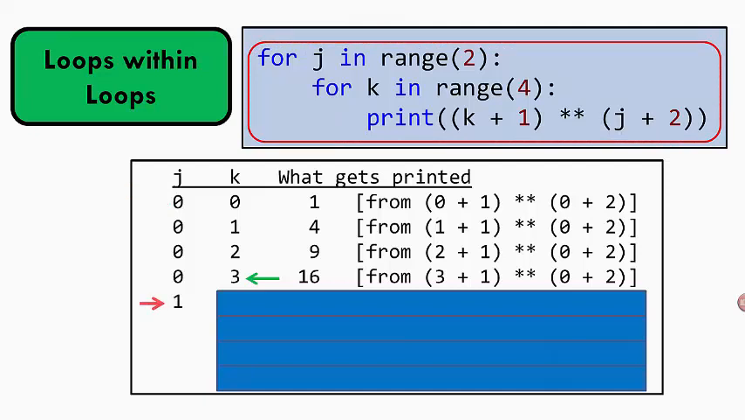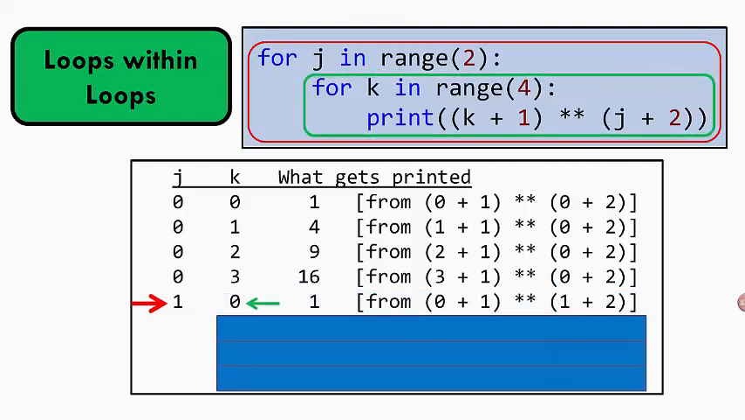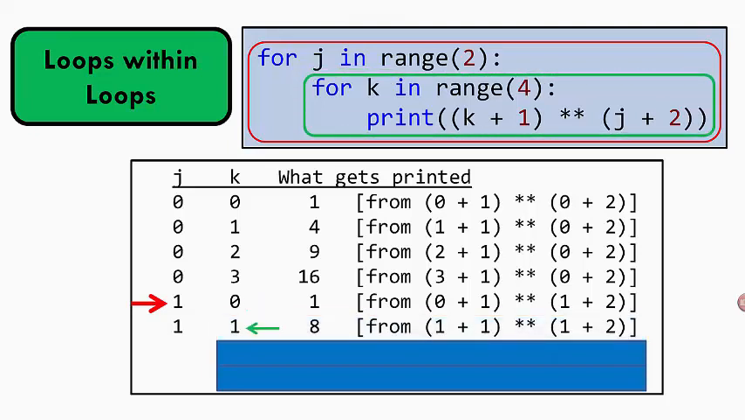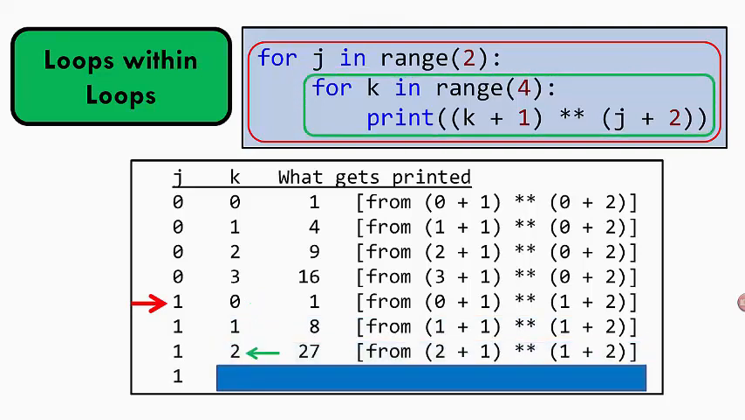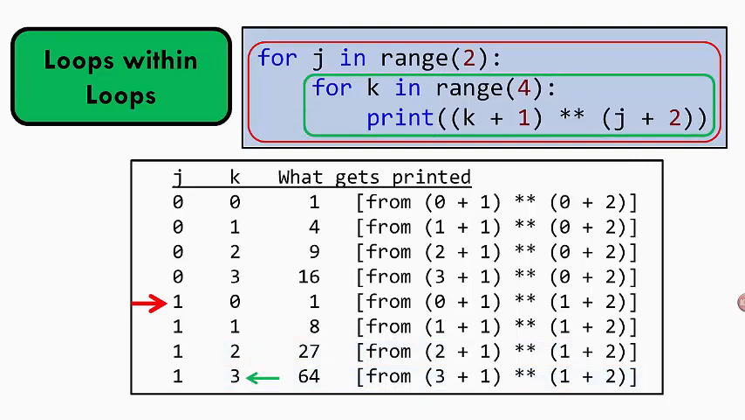Now j will become 1. We then re-enter the k loop. The k loop will start over again. It's going to go 4 times, just like before. It's going to start at 0, just like before, and we'll print whatever the expression evaluates to when j is 1 and k is 0. Then, again, j remains 1 while k changes to 1, j remains 1 while k changes to 2, and j remains 1 while k changes to 3.